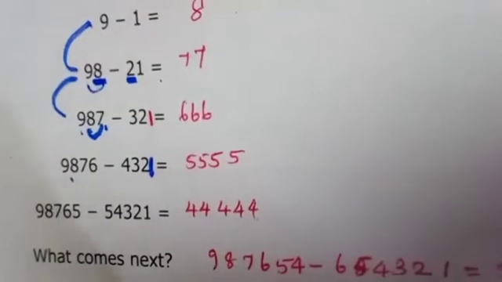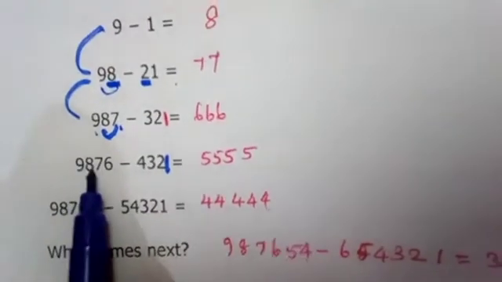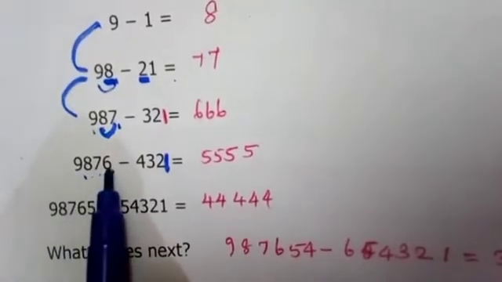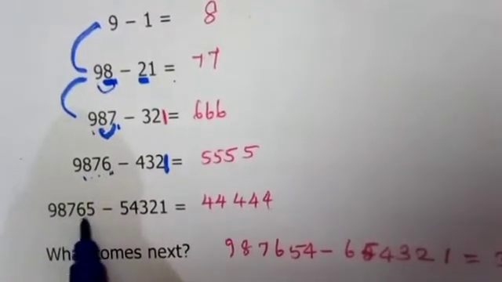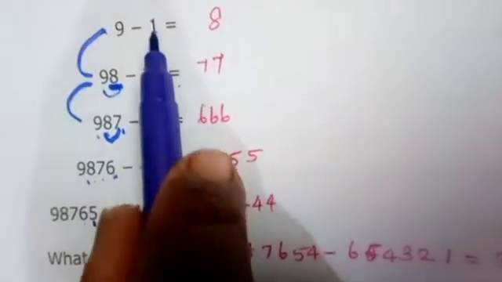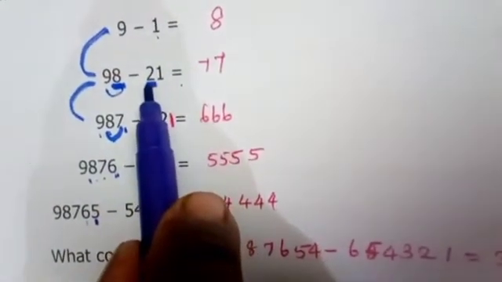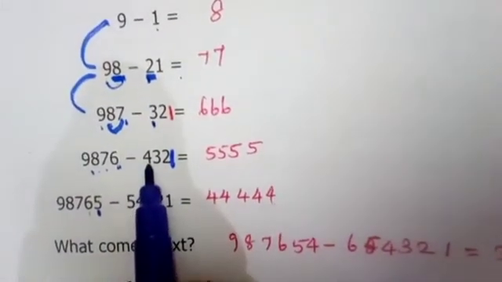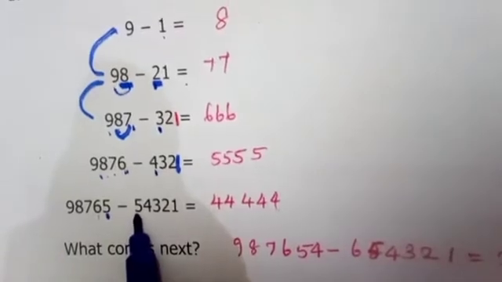Next, 9, 8, 7, 6. Before number is 6, before number is 5. Now the second number 1. 1 after number is 2. 2 after number is 3. 3 after number is 4. 4 after number is 5.